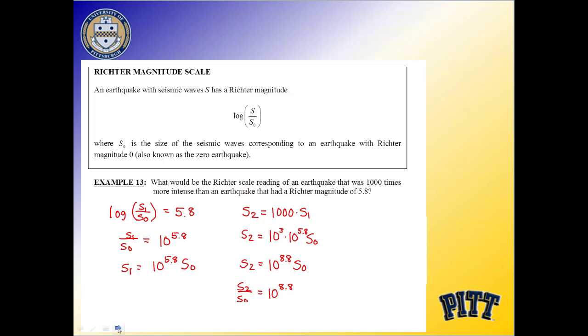Of course, I'm going to do a ratio of S2 over S0, because comparing it to the original zero earthquake is what I need. If I take the logarithm of that, it gives me 8.8, which is the Richter scale reading. So basically, adding 3 to the Richter scale reading makes that earthquake 1,000 times more intense, which means 1,000 times more damaging.